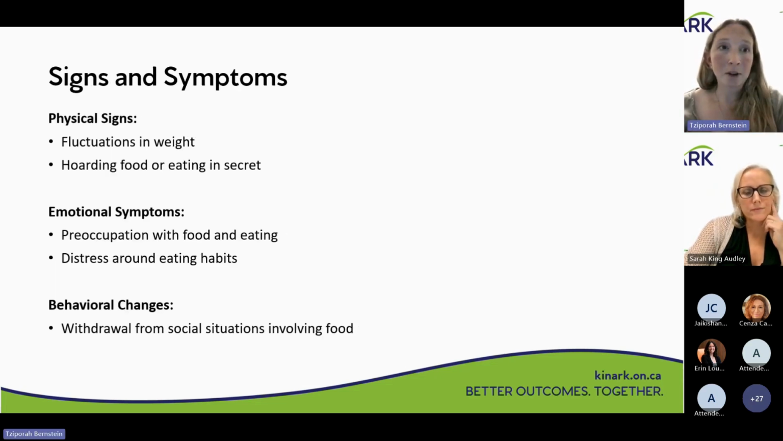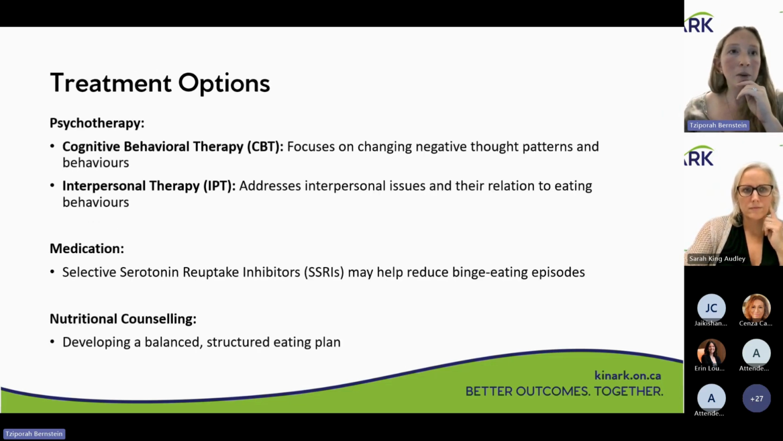So again, signs and symptoms. Fluctuations in weight. It's not like a certain look. Some people might be living in a larger body, some people might be in a smaller body. Again, hoarding food, eating in secret, a preoccupation with food and eating, lots of distress around eating habits, and still that same withdrawal from social situations involving food. So there's some very similar things going on.